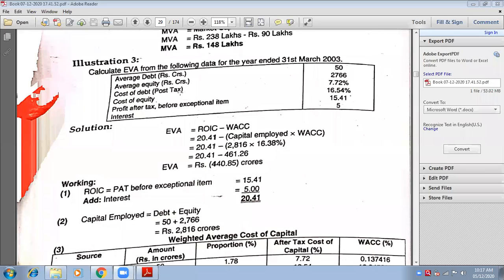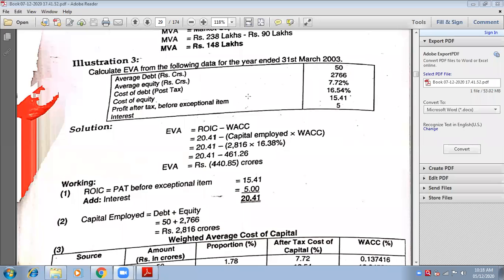Do you remember this? We apply the formula of KD to convert cost of debt into after tax. Right now it is already available. Yes, so this is readily available. Therefore, you don't have to apply KD is equal to I(1 minus T). That formula you don't have to apply now because it is already post tax. Post means after tax, and that is 7.72%.